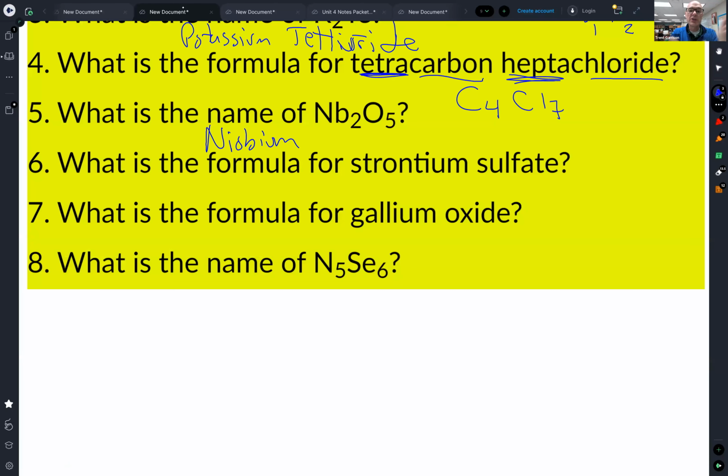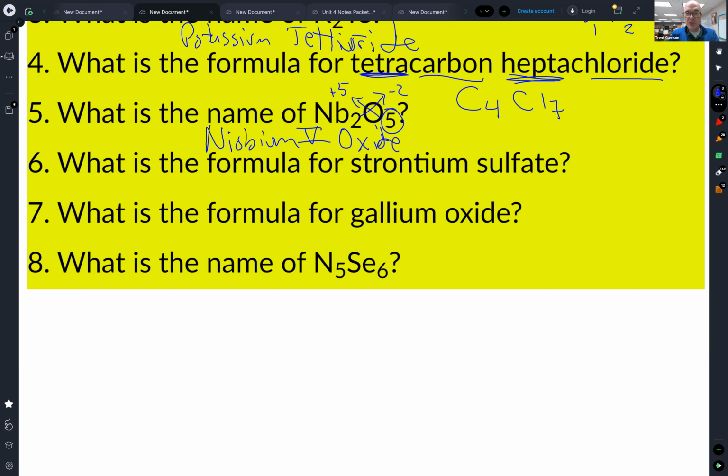What will be the Roman numeral is the second number gets crossed backwards. I verify that the oxygen is correct at a -2. So therefore, my Roman numeral will be a 5. Oxygen becomes oxide. Niobium 5 oxide is the name. It needs a Roman numeral because it is a transition metal.